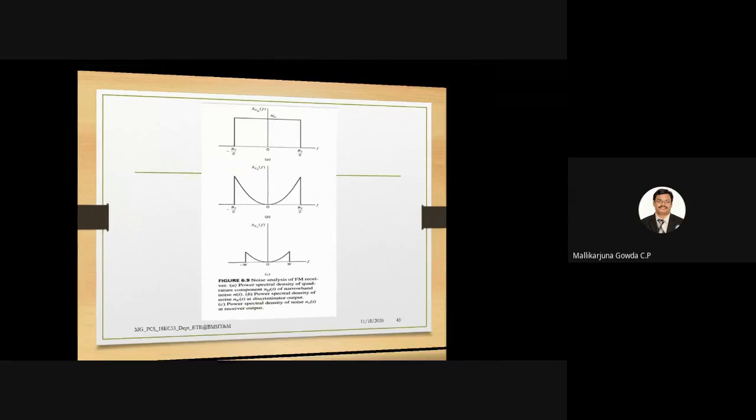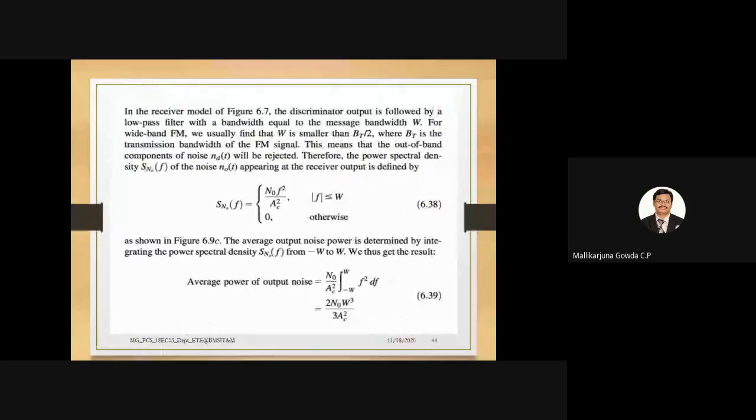Okay, so with this, what I can say is the output noise S_NO(f) will be N0 f squared by A_c squared over this interval. Only the frequency limits have been changed. Earlier it was B_T by 2, now it is only W. Otherwise it will be 0. Fine. Because the low pass filter bandwidth will be from minus W to plus W hertz. With that, we say this.